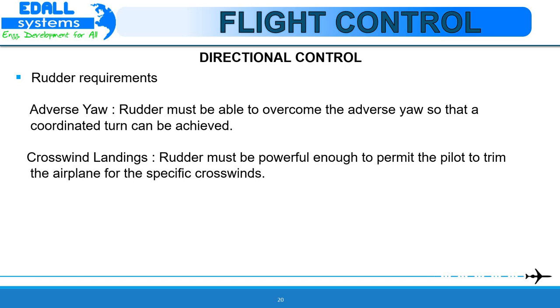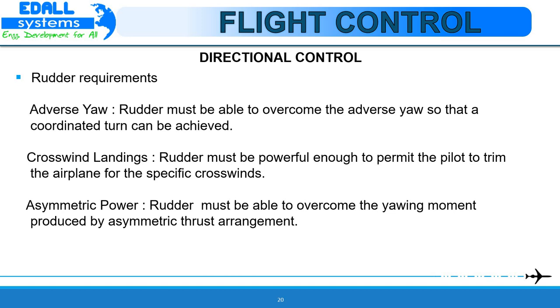Crosswind landings. To maintain alignment with the runway during a crosswind landing requires the pilot to fly the aeroplane at a sideslip angle. The rudder must be powerful enough to permit the pilot to trim the aeroplane for the specified crosswinds. For transport aeroplanes, landing may be carried out for crosswinds up to 15.5 meters per second, or 51 feet per second.